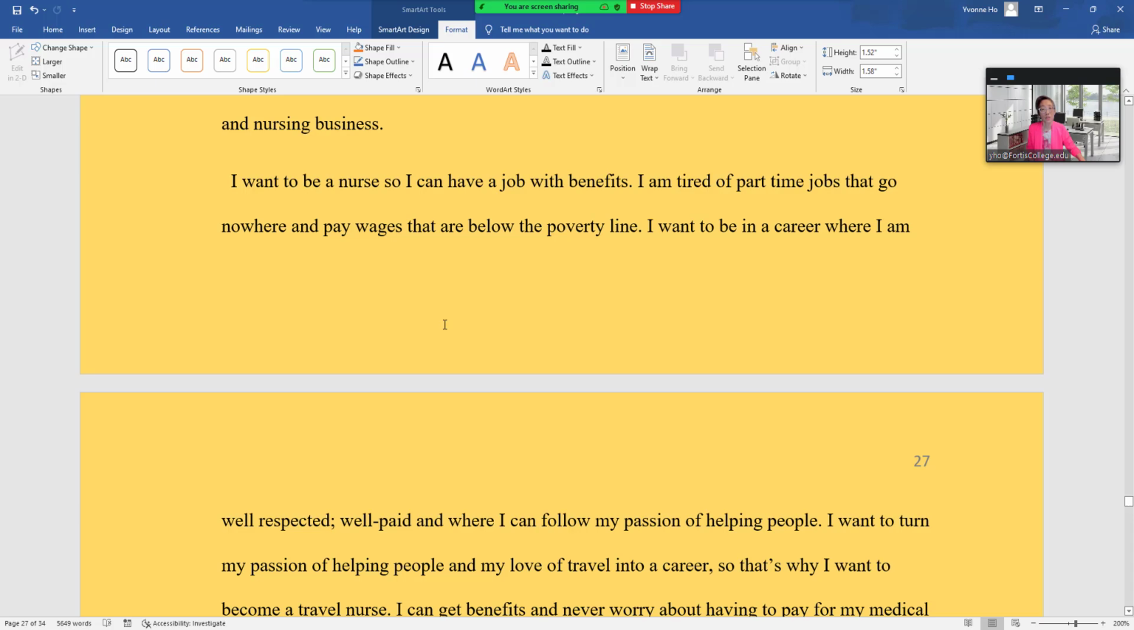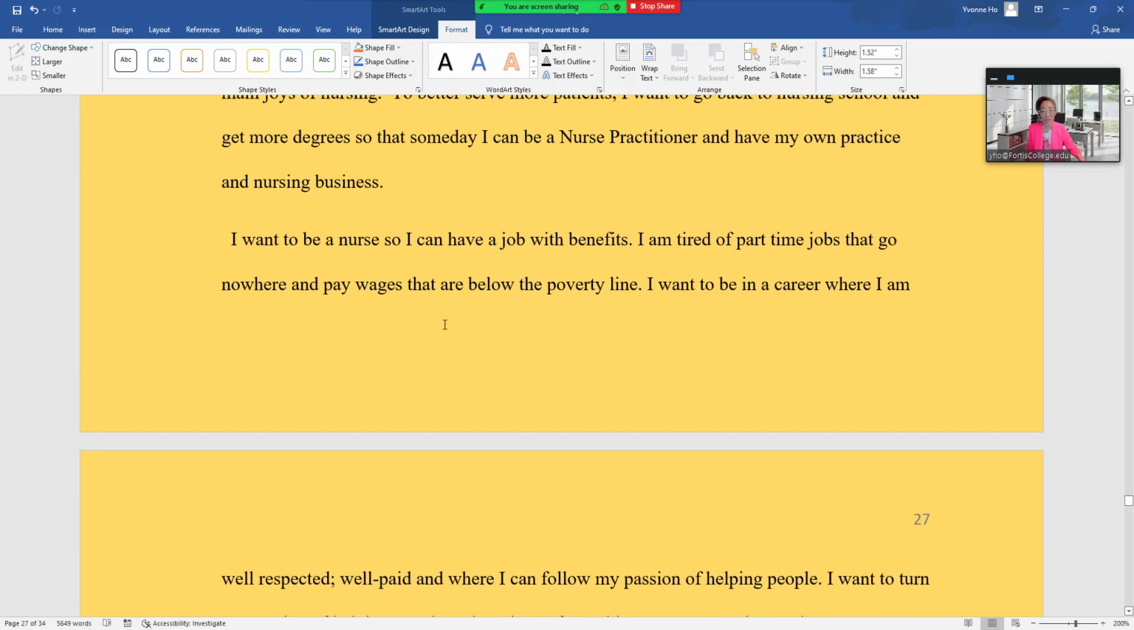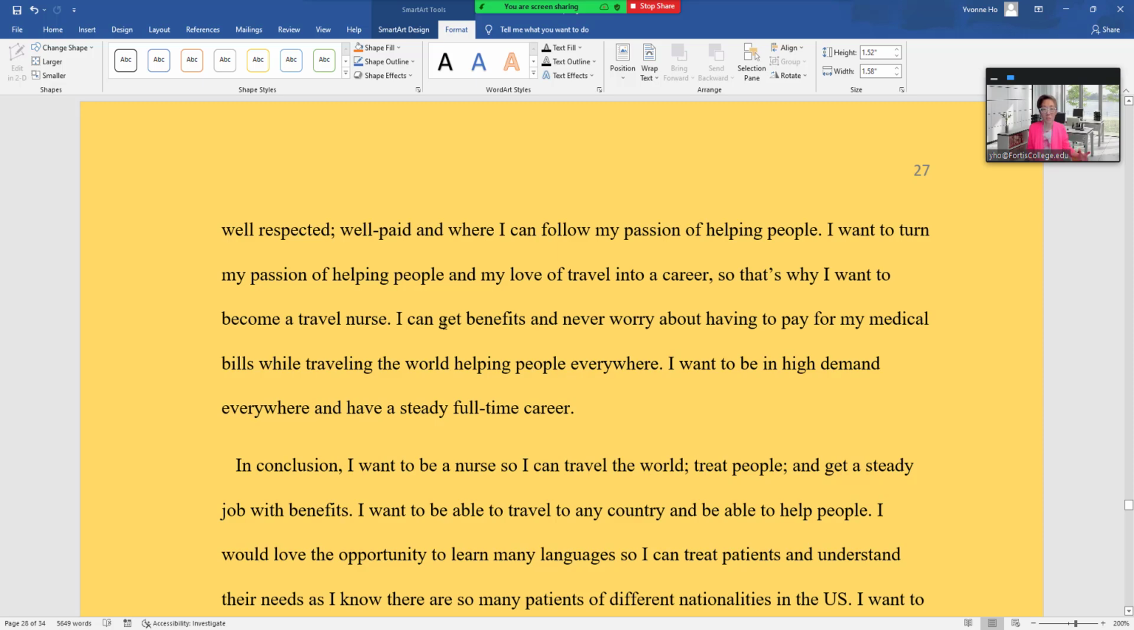I want to be a nurse so I can have a job with benefits. I'm tired of part-time jobs that go nowhere and pay wages that are below the poverty line. I want to be in a career where I am well respected, well paid, where I can follow my passion of helping people.